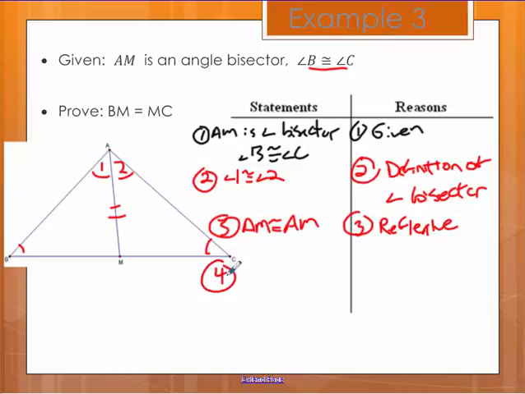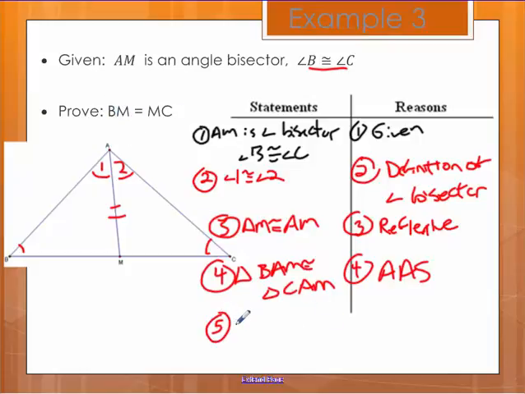And now I have 3 things in each triangle. So triangle BAM is congruent to triangle CAM because of two angles and a side. So now what I want to say, since triangles are congruent, I know that every part is congruent, and that's because of CPCTC. So remember, because it's an angle bisector, you know everything is already congruent.